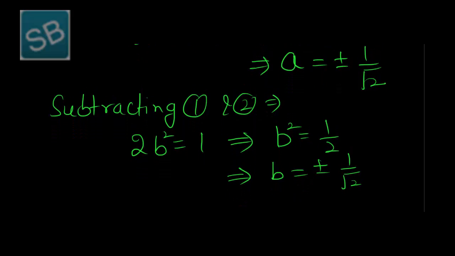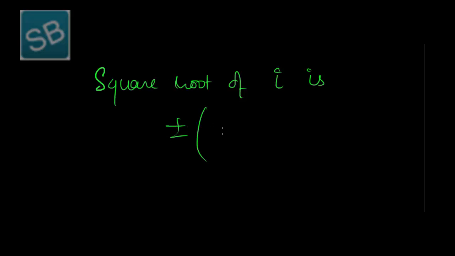So the square root of iota is plus minus a plus iota b, that is 1 over root 2 plus iota 1 over root 2. So this is the easy way to find the square root of a complex number by these two methods, by using the direct method or by using the article to find the square root of a complex number.